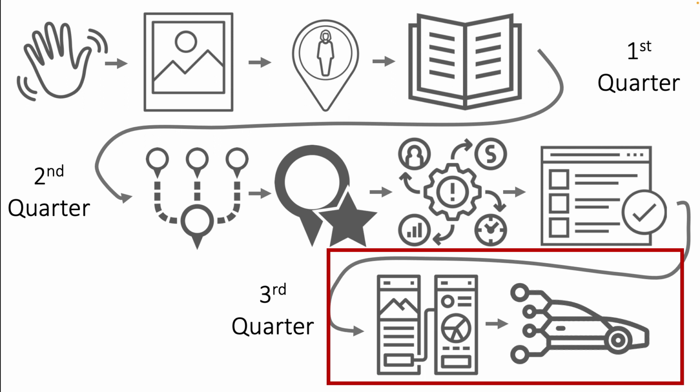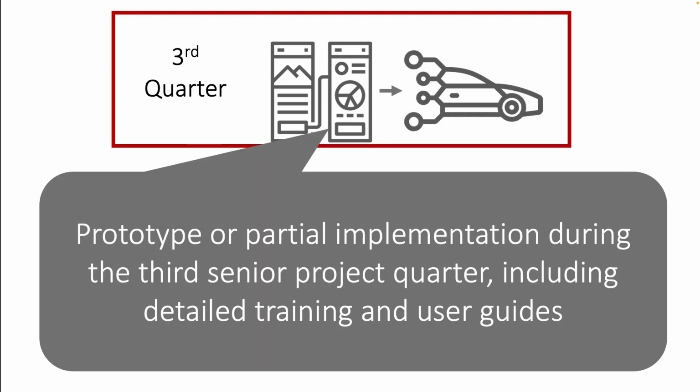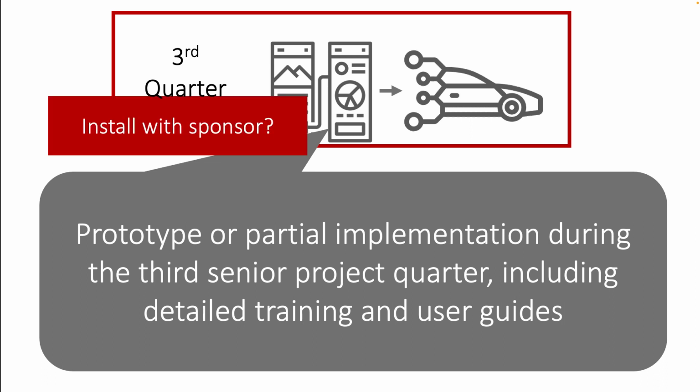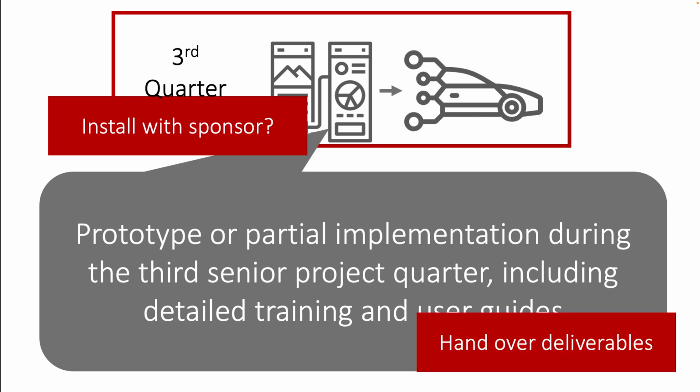During the third quarter, we're going to be doing two things that are going to take up a lot of our time. The first is we're going to be developing either a partial implementation or a prototype to prove the first concept, to prove that it actually works. This includes questions about, are we going to be installing this with the sponsor, and how are we going to be handing over deliverables, training, user guides, things like that.